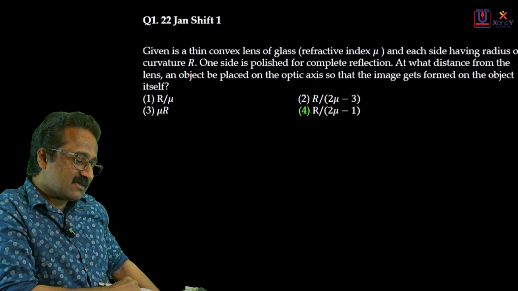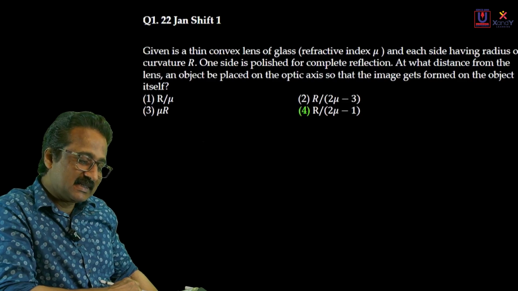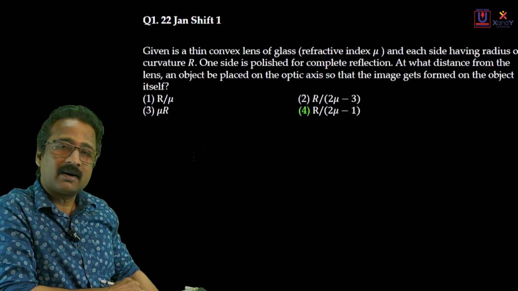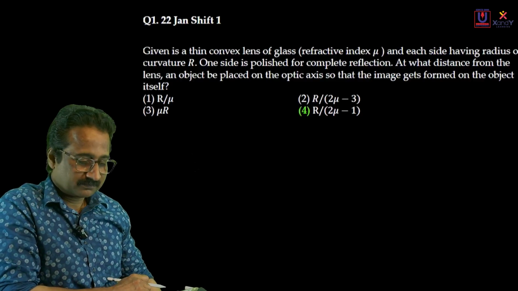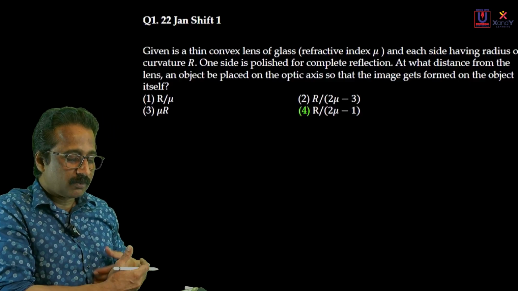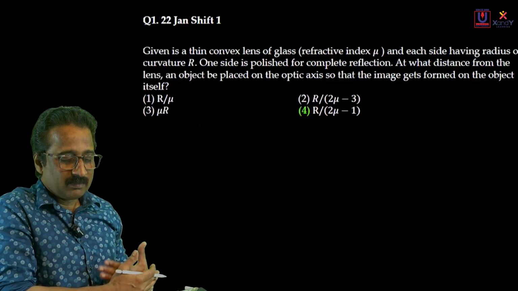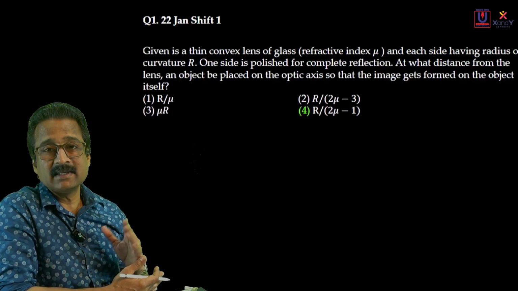Given is a thin convex lens of refractive index mu and each side having radius of curvature r. One side is polished for complete reflection. At what distance from the lens an object be placed on the optic axis so that the image gets formed on the object itself? So this is a silvered lens.